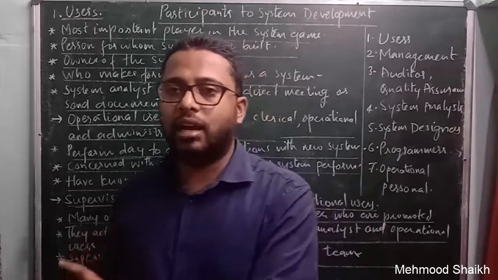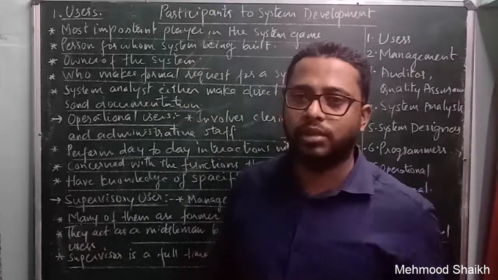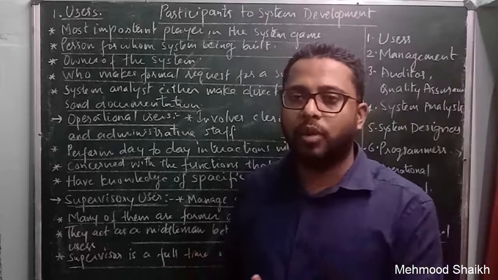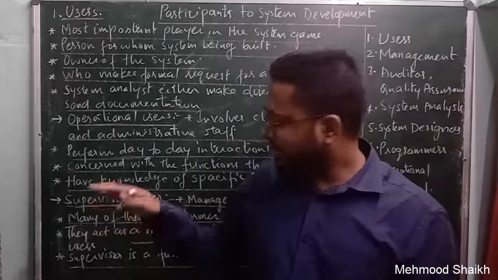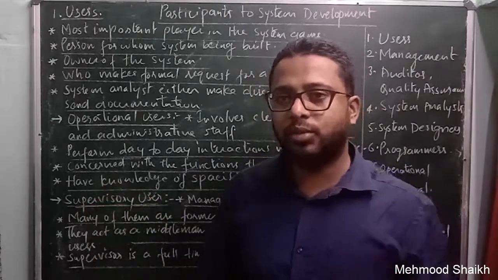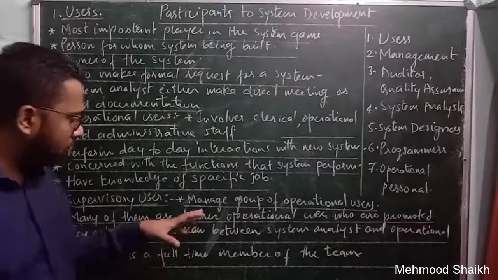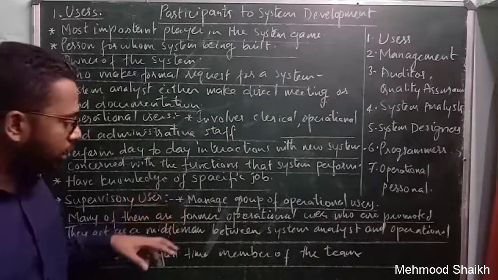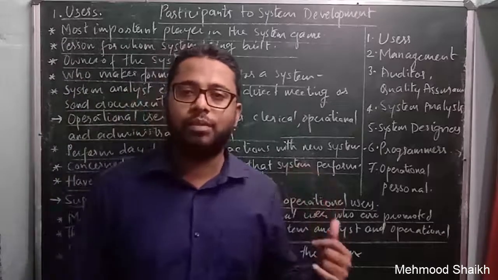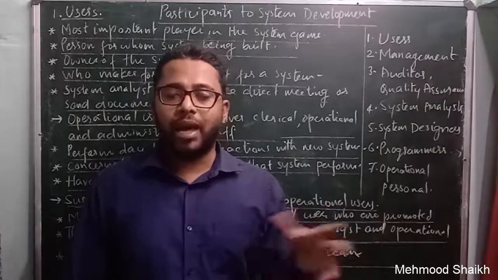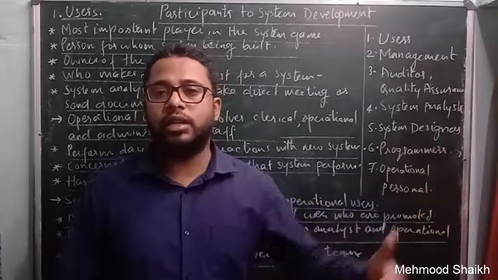So this is one type of user, which we normally call an operational user, who is responsible for performing the day-to-day activities of the system or the organization. Now we will see the second type of user, which is the supervisory user. The responsibility of the supervisory user is to manage a group of operational users, to manage or handle various operational users.